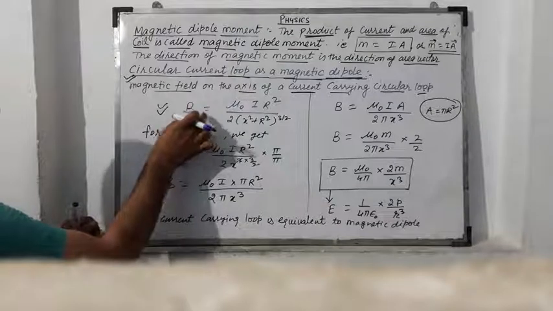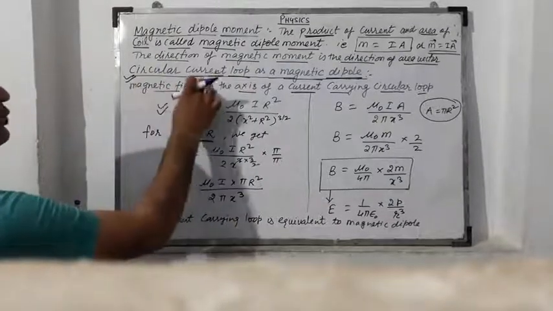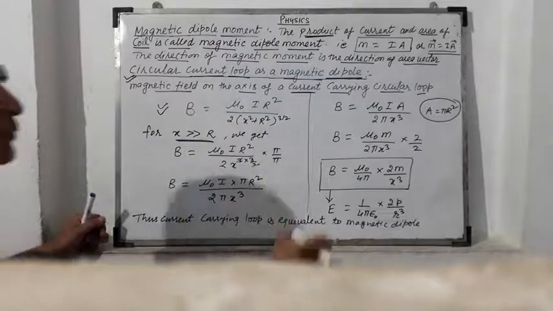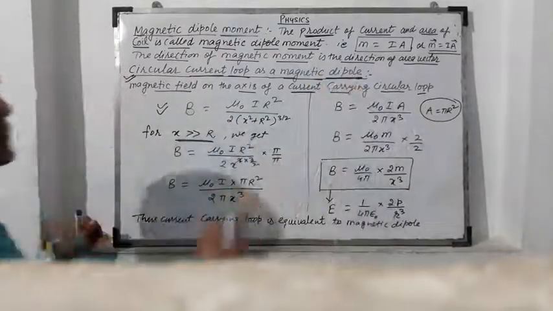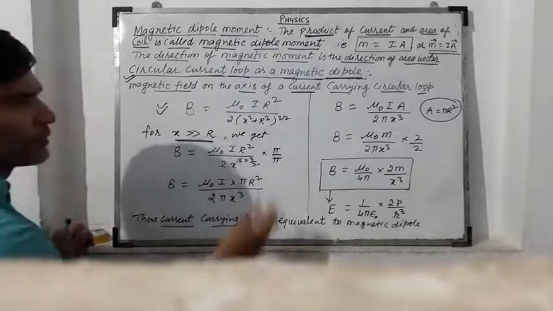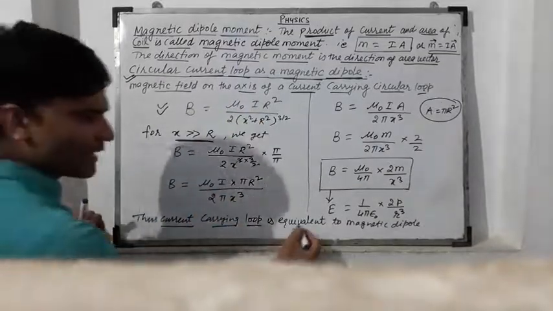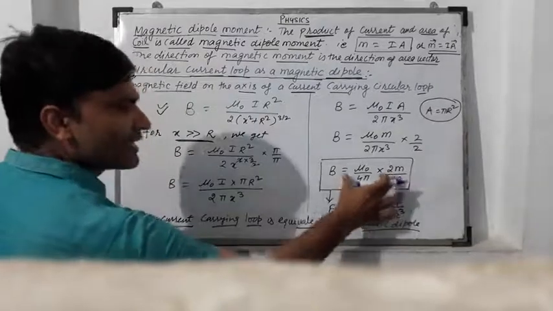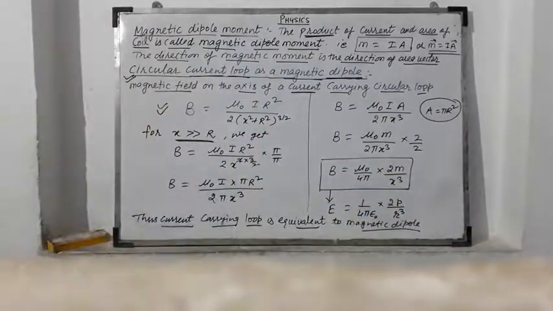So starting with the circular current loop, we prove it is a magnetic dipole. Thus, the current carrying loop, whose formula is this, is equivalent to a magnetic dipole.